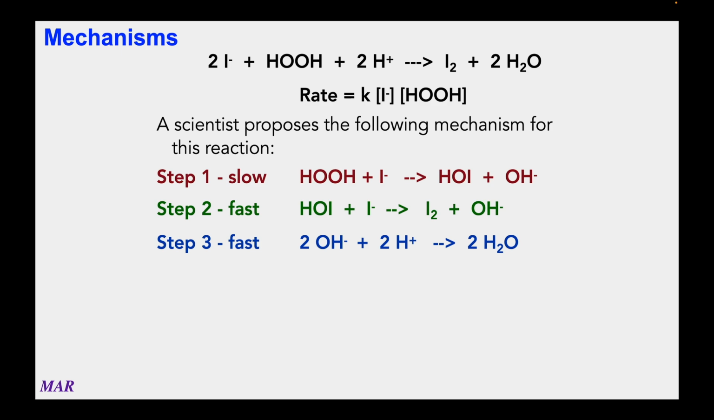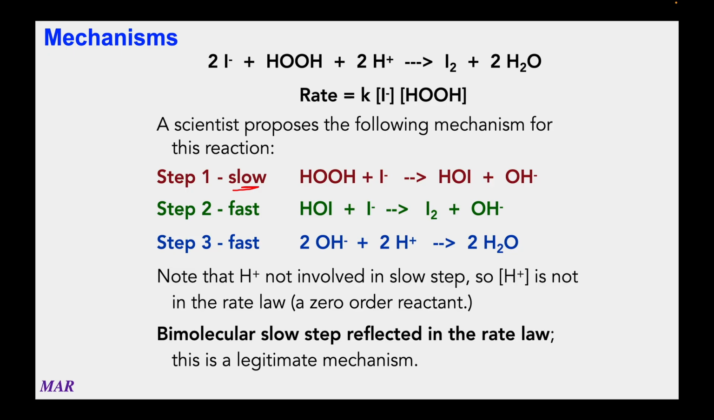Also notice that this mechanism has slow, fast, and fast. It claims that step 1 is slow, and we'll talk about the meaning of that in a little bit. Now, the second step is apparently fast. Hypoiodous acid, HOI, is a very unstable acid. It reacts with iodide to make iodine and hydroxide. Finally, the third step is also fast. This is just hydroxide and acid making water, and that's going to happen really well, very exothermic, etc. If you combine all of those steps together, you'll get the overall reaction right there.